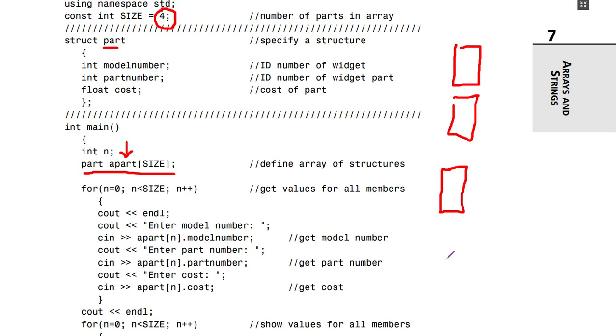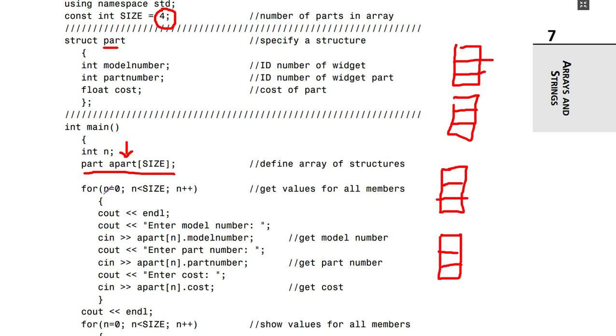If you want to save some numbers, for example you want to get the values of all the members from the user, you ask the user to enter the values of the first member, then the values of the second member, then the values of the third member, and so on. So how many structures do you have? 4. So you have to run a loop 4 times.